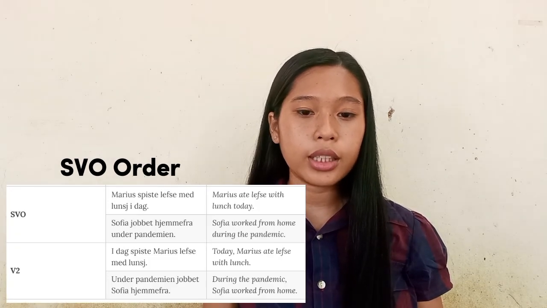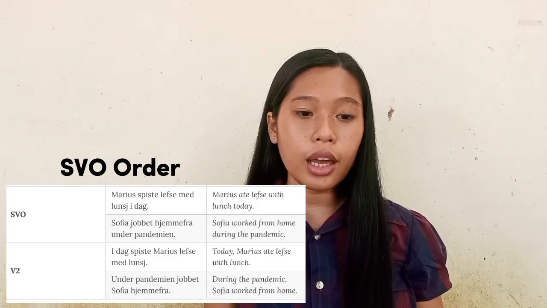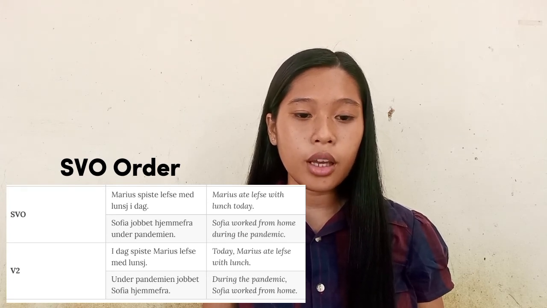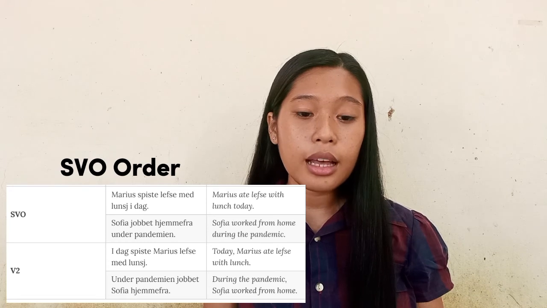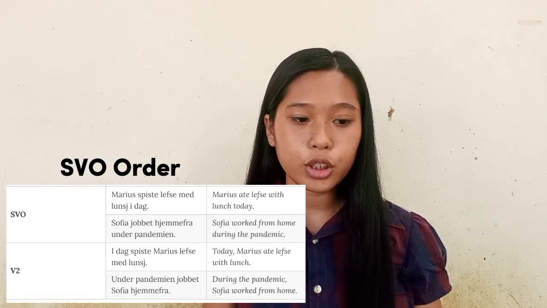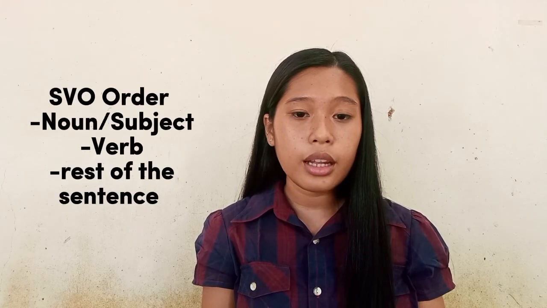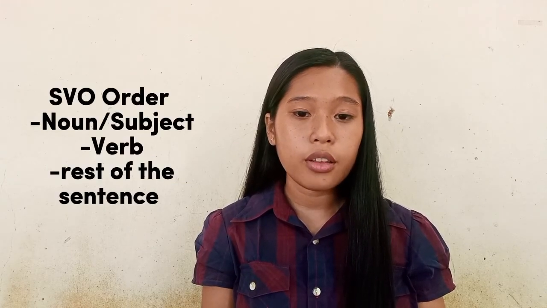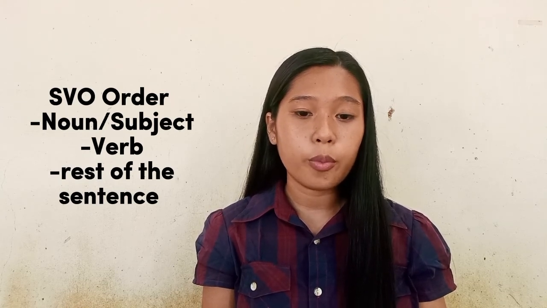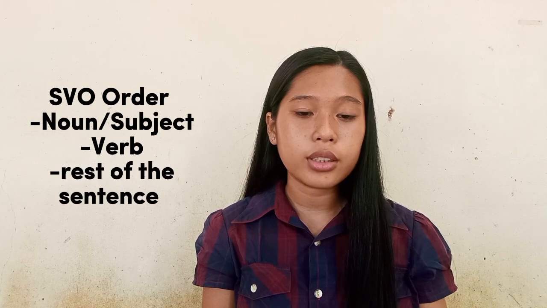Here's an example of a sentence that is in the subject-verb-object order. Marius spiste lefse med lunch i dag. That means Marius ate lefse with lunch today. Sofia jobbet hjemmefra under pandemien. That is, Sofia worked from home during the pandemic in English. In SVO word order, the noun first or the subject, then the verb, and then the rest of the sentence.